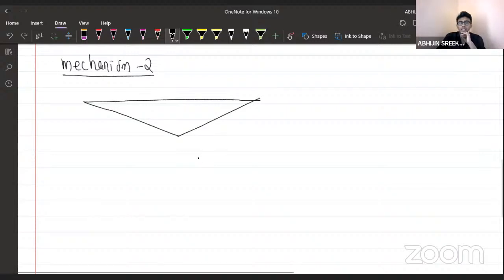This will be the second mechanism. So what are the possible locations? Here hinge will be formed. Here hinge will be formed. Here hinge will be formed. Of course, it is acting exactly at the center. That is, it is L by 2. This is also L by 2.